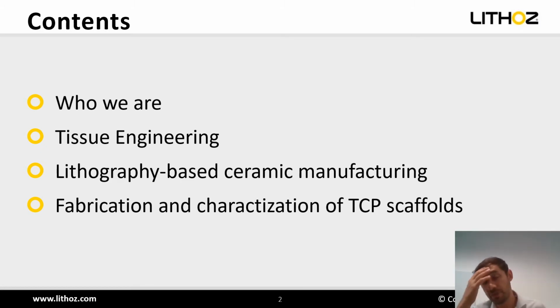And I would like to start my talk by giving a very quick introduction to our company, who we are, what we're doing. Then a brief intro to tissue engineering, the discipline or the field where this particular work that I'm presenting today is targeted. And then I will be showing you the way how we are doing the 3D printing of this tricalcium phosphate scaffolds, and then of course also show the results on the characterization of this 3D printed TCP components.